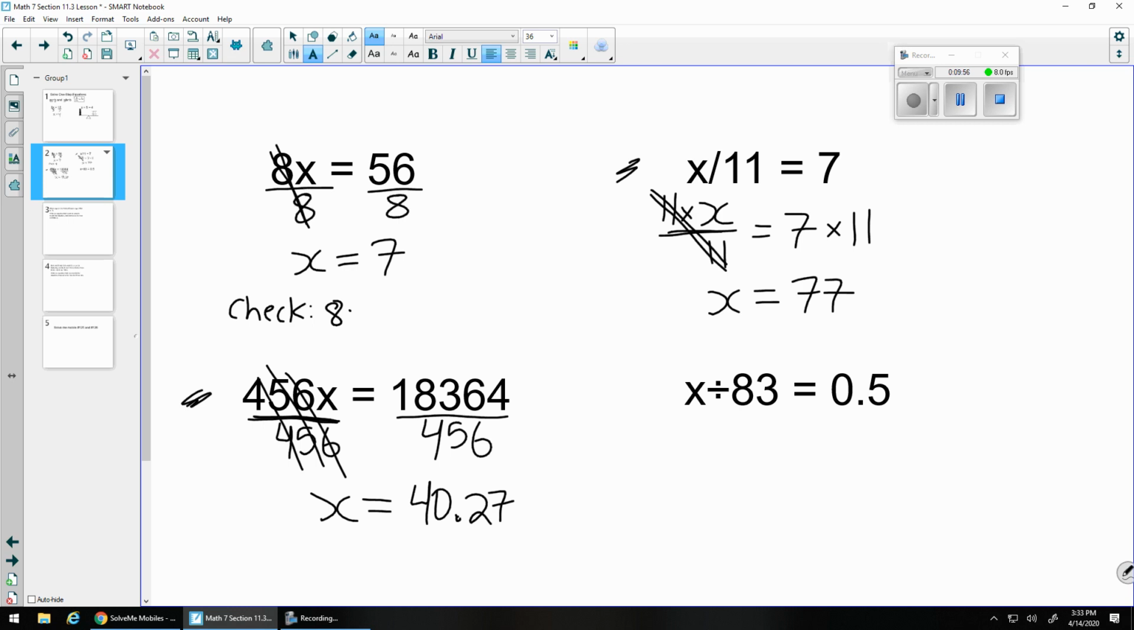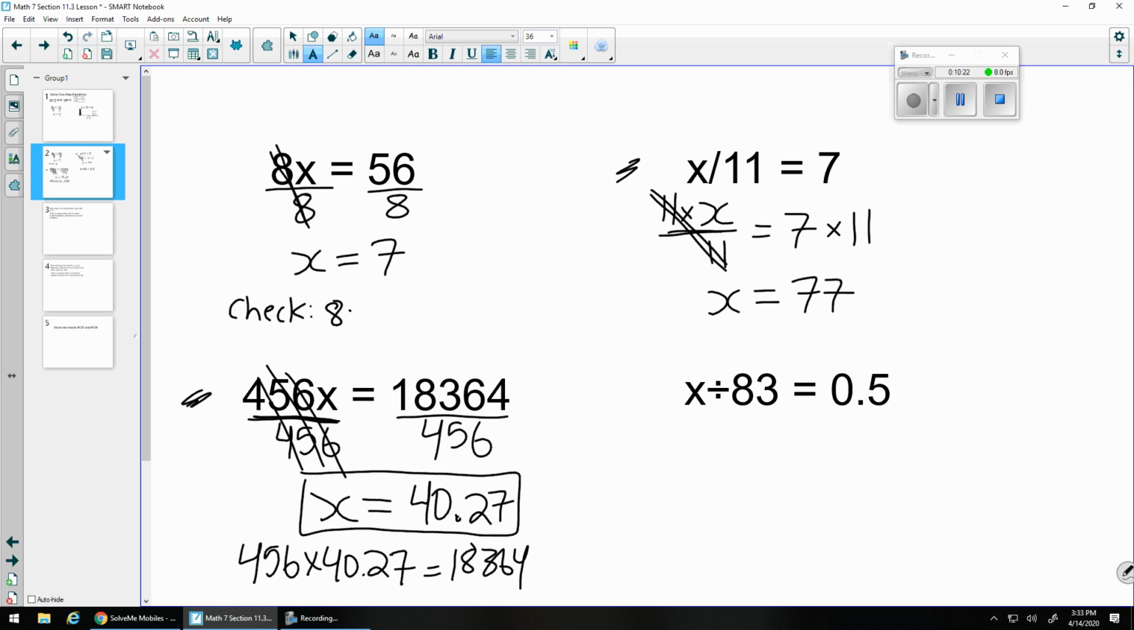Now I can check, is my answer right? Well, let's see if 456 times 40.27 gives me 18,364. I'd have to keep all the decimals in there to make it exact, but times 456, yeah, that gives me just about that. So I know that my answer is correct. Okay, so you can always put what you find for your variable back into that initial equation to check your answer.